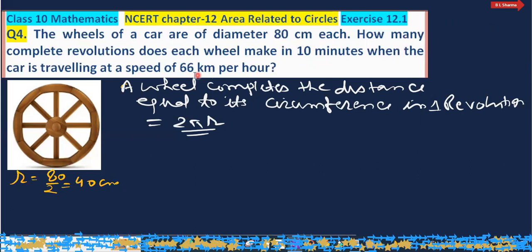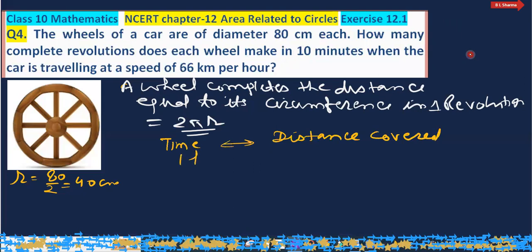Its speed is 66 kilometer per hour. It means this side we write time and this side we write distance covered or traveled. It is given in 60 minutes. It means in 1 hour, distance traveled is that is 66 kilometers.